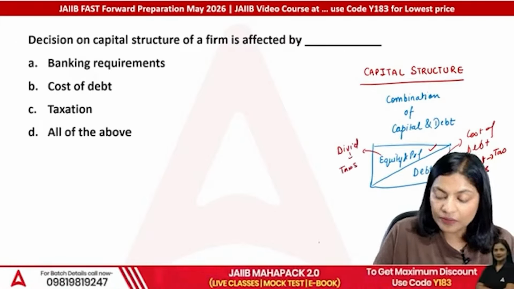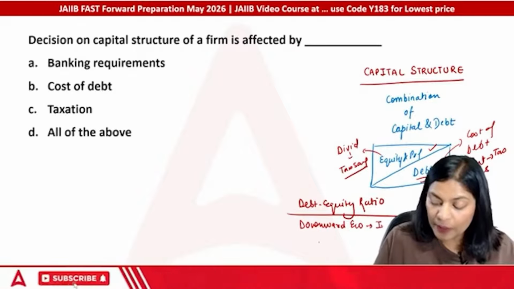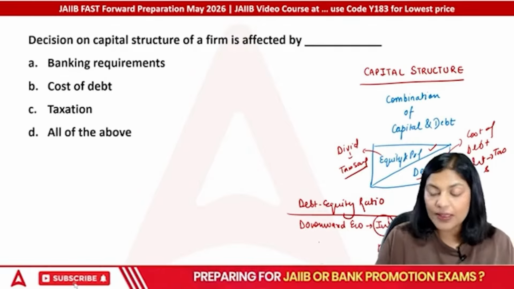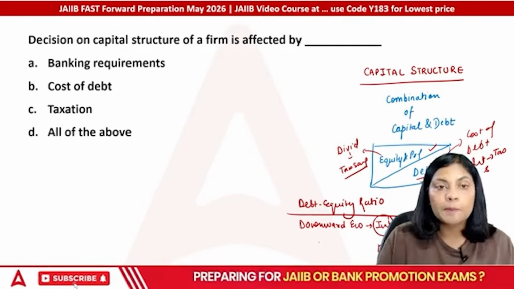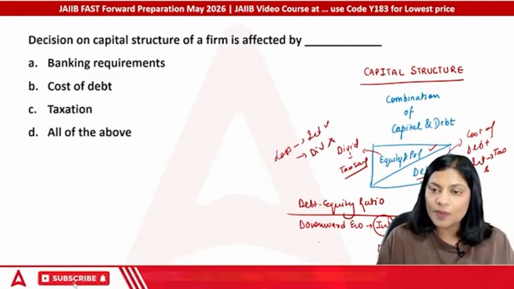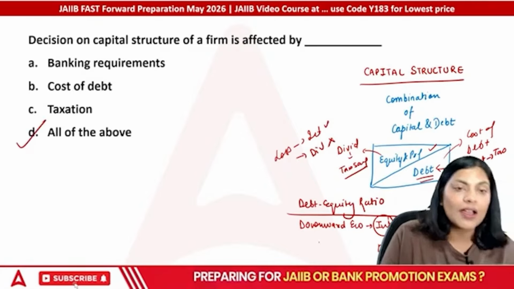There are banking requirements also. We have to take care of the debt equity ratio. Then if there is a decline or a downward turn in the economy, what would happen? We will have to pay interest, correct? But dividend we can skip. In a situation of loss, we have to pay interest, but we don't have to pay dividend. So all these decisions have to be made, and that is why the answer is all of the above.